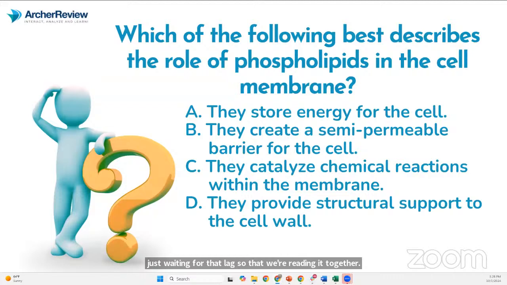All right. Which of the following best describes the role of phospholipids in the cell membrane? A, they store energy for the cell. B, they create a semi-permeable barrier for the cell. C, they catalyze chemical reactions within the membrane. Or D, they provide structural support to the cell wall. Go ahead and get your answers out there, and we've got 45 seconds.